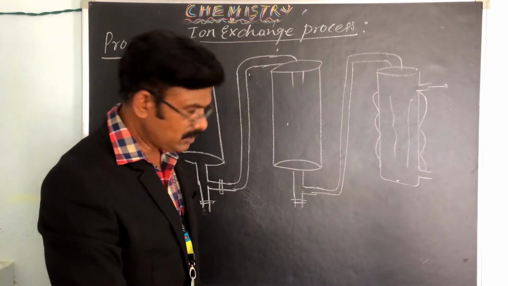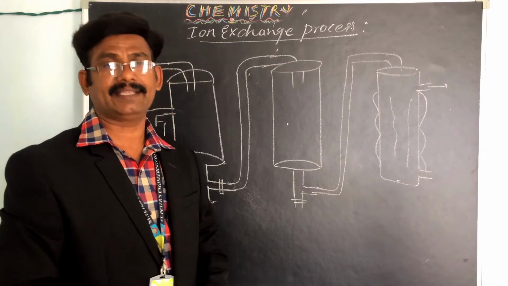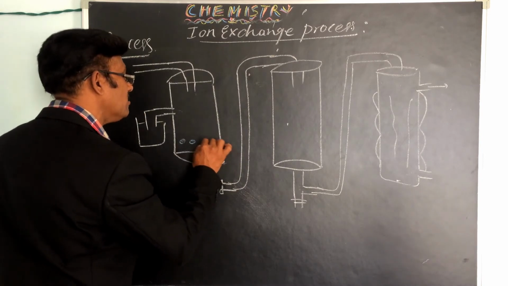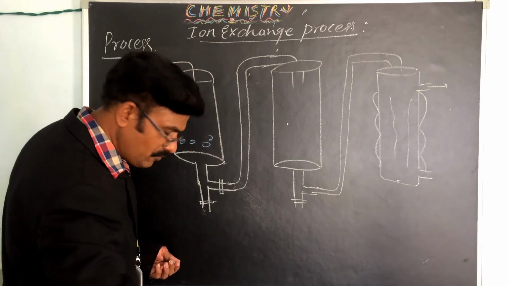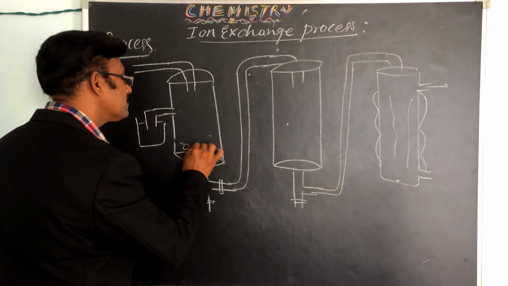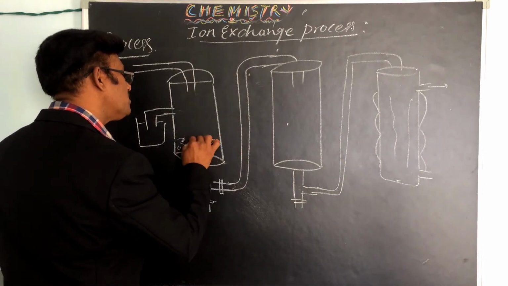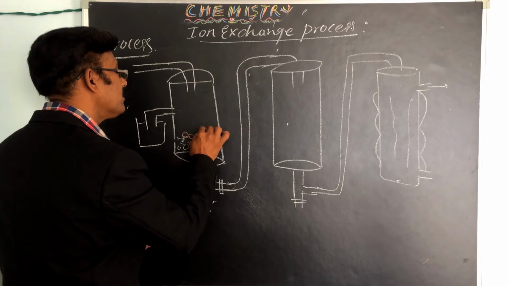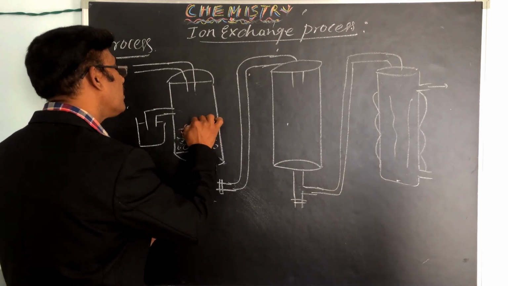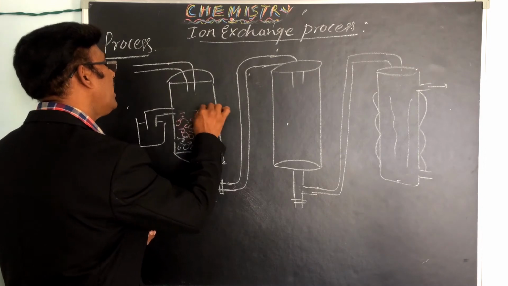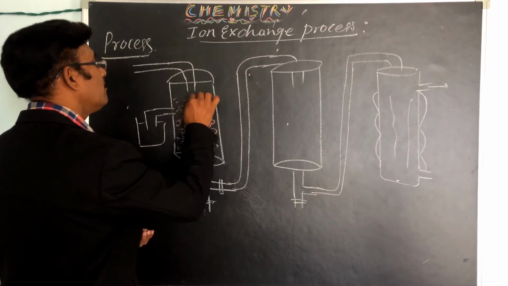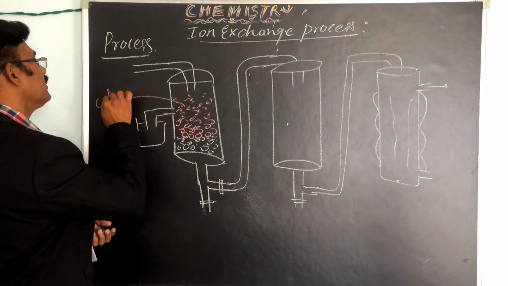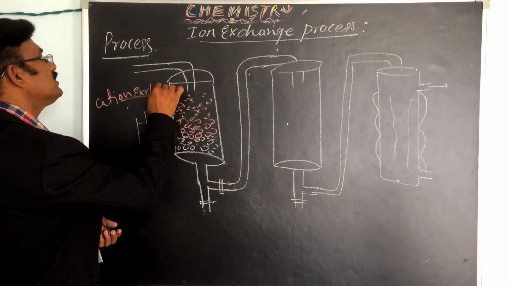So now it is filled with the resins. What are the resins? We have to know. First of all, some big stones, then small stones, then resin or sand, then it is filled with the resin. So what is this resin? Cation exchange resin.